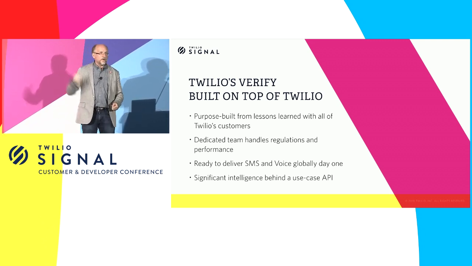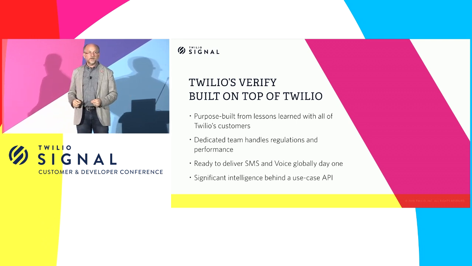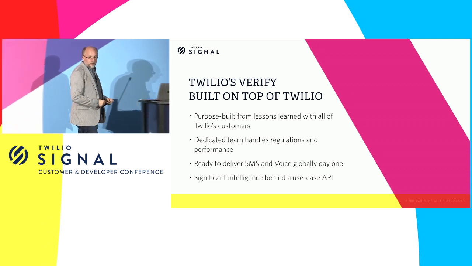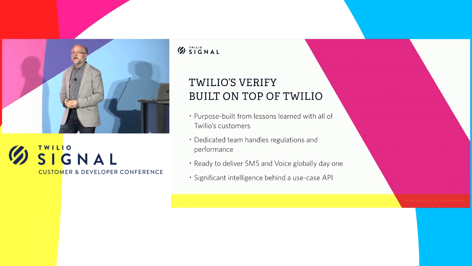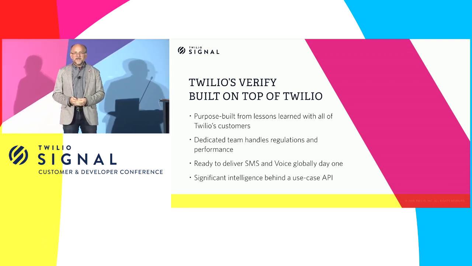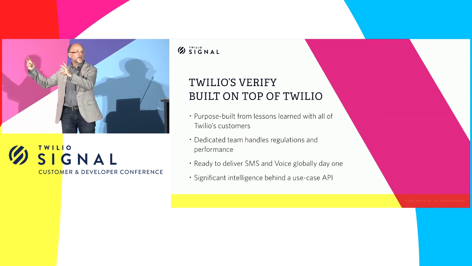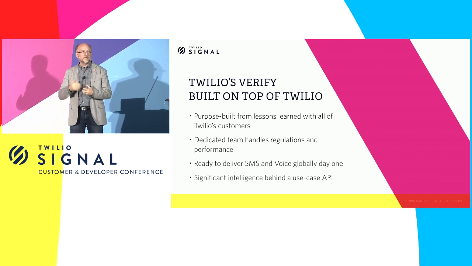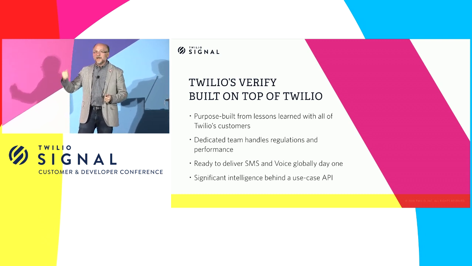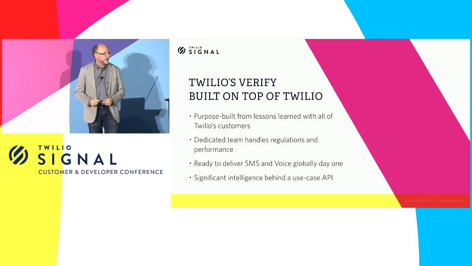You can just open up an account right now in this room and send a message to India, and it will get through. It's ready to deliver on day one, and there's a significant amount of intelligence behind this use case API. That intelligence is used to make sure that we can route around problems that are at a macro level, like a whole region is having problems, or at a micro level, one user is having problems, and we have intelligence that will help you ensure that the next time they request a message, maybe it takes a different route to get to the end user.